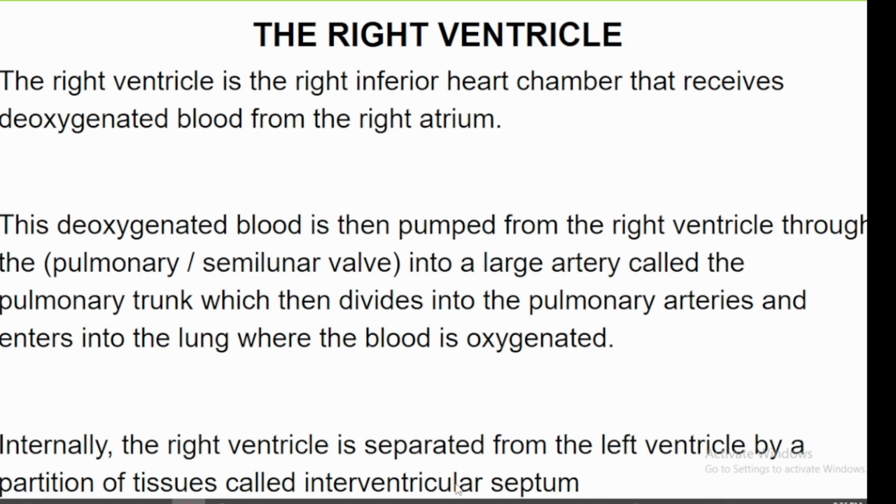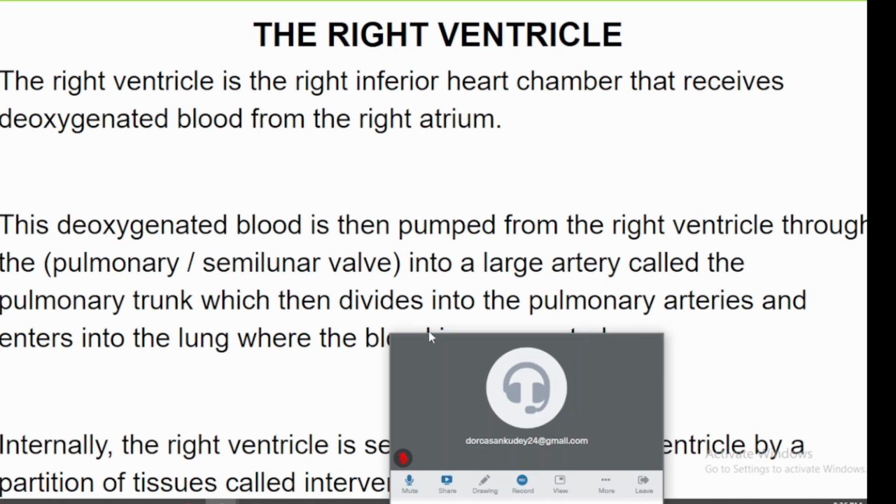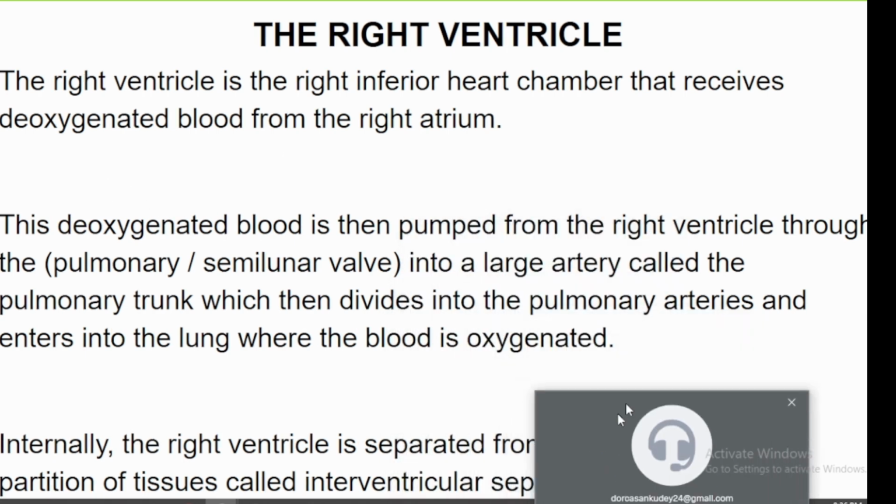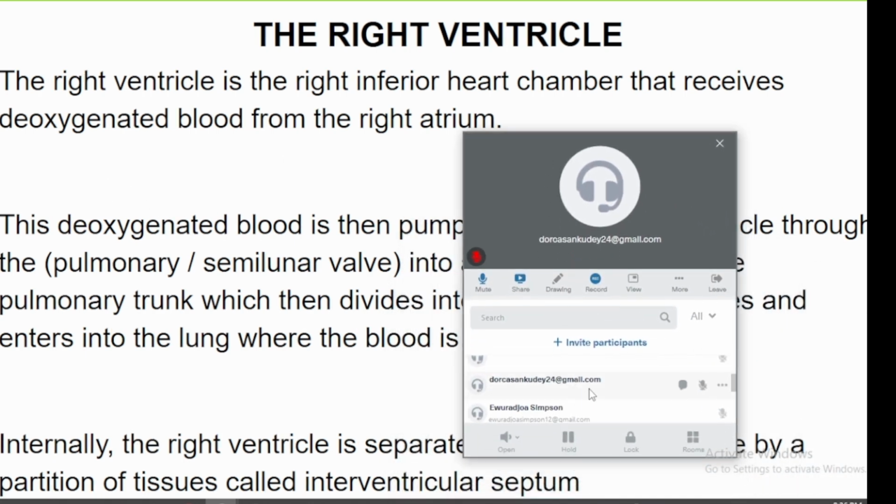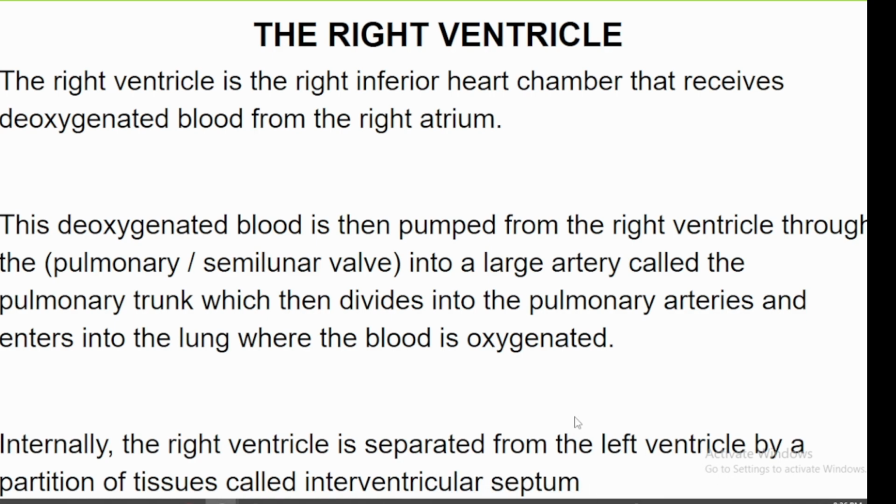Are we there? Now, internally, the right ventricle is separated from the left ventricle by a partition of tissue called the interventricular septum. In the atriums, it was what? Interatrial septum. However, in the ventricles, it is the interventricular septum. That is between what? The ventricles. Is that okay? All right.